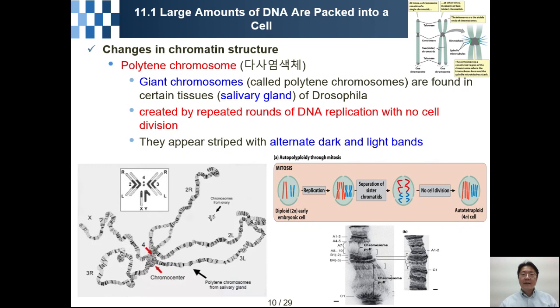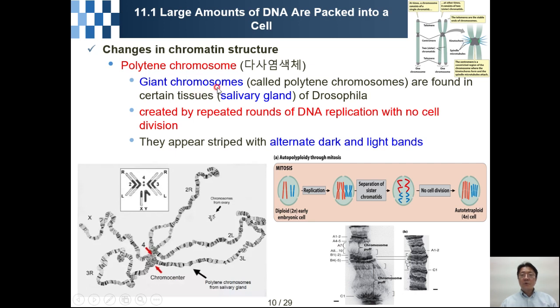In this slide, I will explain changes in chromatin structure. This is the regular chromatin structure like this. They have the short arm and the long arm. Now I will show you some changes in chromatin structure, which we call the polytene chromosome. In Korean, we call it dasa yeomsaekje. The polytene chromosome is a giant chromosome. It's very big like this.